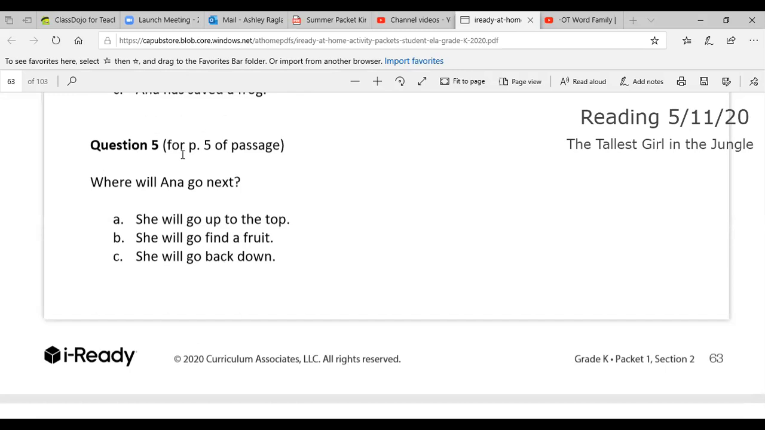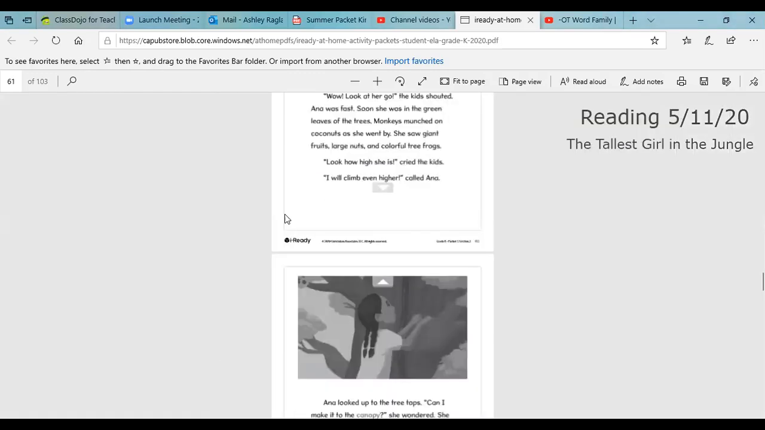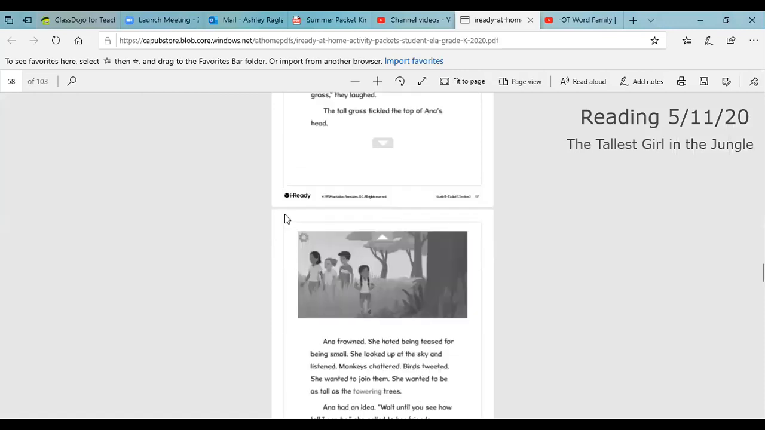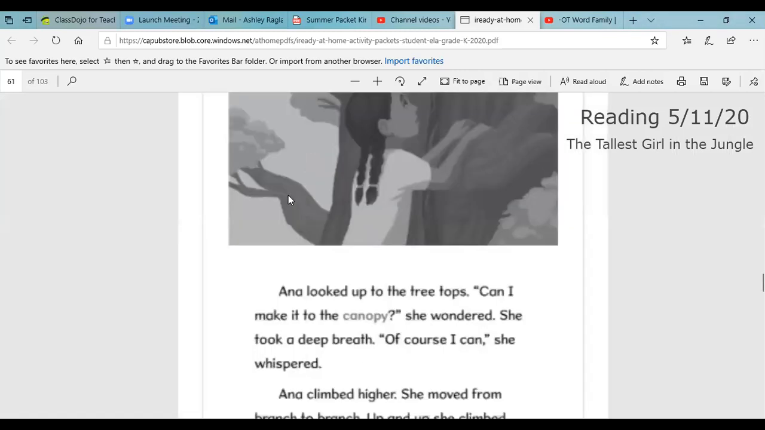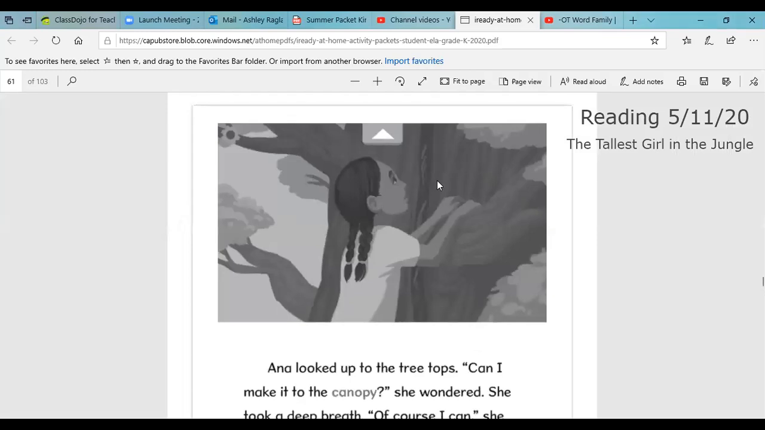Let me go up to page 5 and see where she was at that time. Let me zoom out. Let's see, 1, 2, 3, 4, 5. Okay, there she is on page 5. If you notice, she's still climbing and she's looking up at the treetops and she's wondering if she can make it all the way to the canopy.